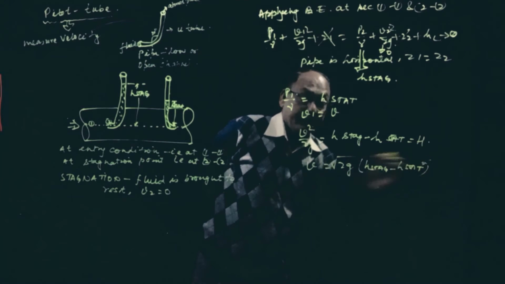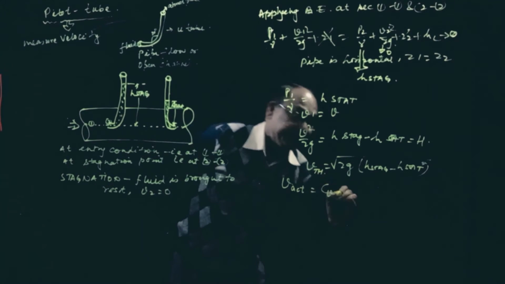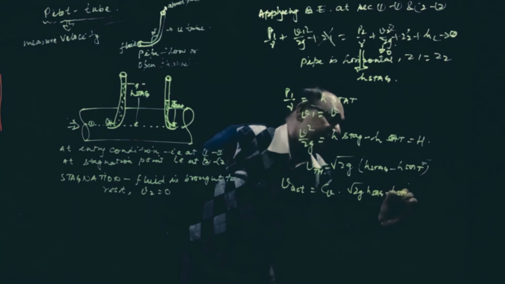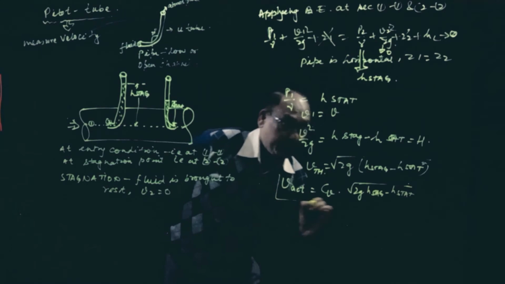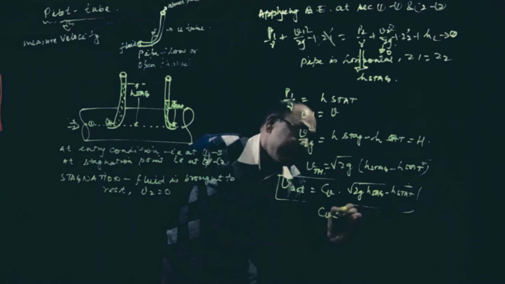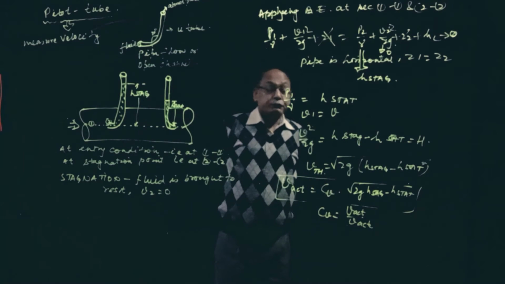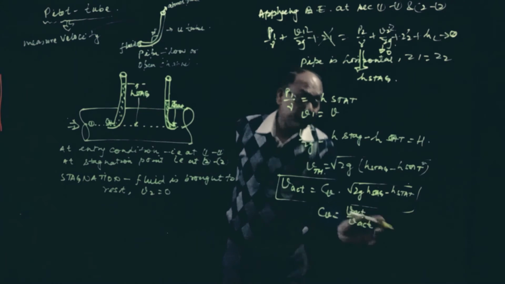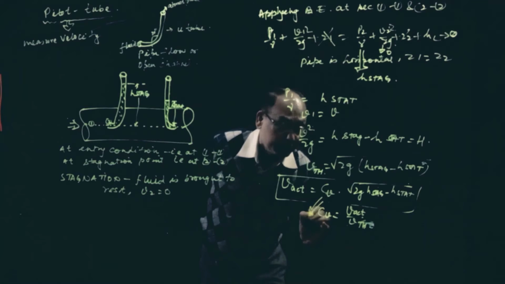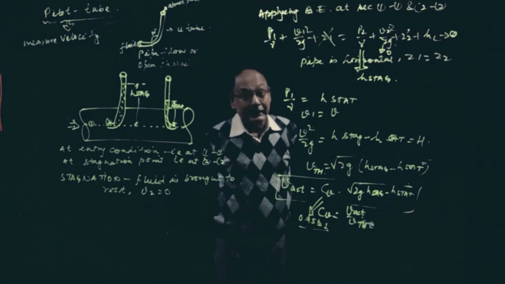Remember, this velocity is theoretical. Actual velocity will be, in a similar way, Cv, coefficient of velocity, into root under 2G into H stag minus H stat. That is the equation to find out the actual velocity through the Pitot tube. Here also this Cv is a constant, that will be V actual by V theoretical. So this one was the theoretical velocity. Actual velocity will be Cv into V theoretical. So here Cv will be near about 0.9521.